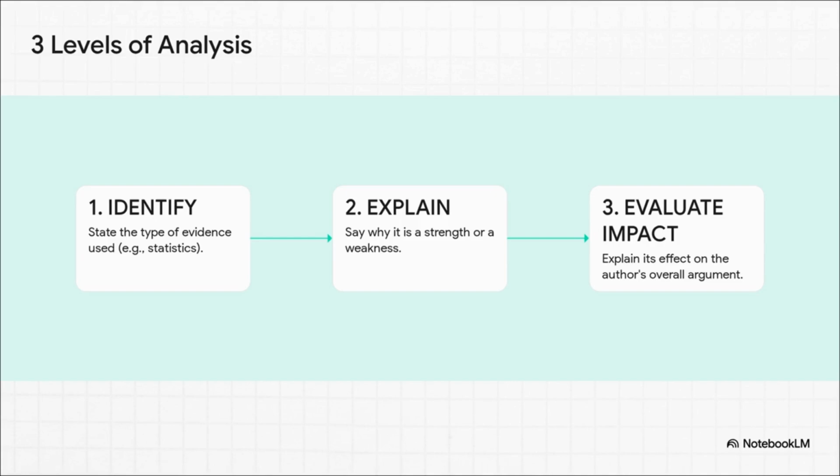For every piece of evidence, you do these 3 things. First, you identify it. Easy enough. Second, you explain it. But that 3rd step, that's the secret sauce. You have to evaluate its impact on the author's overall argument.